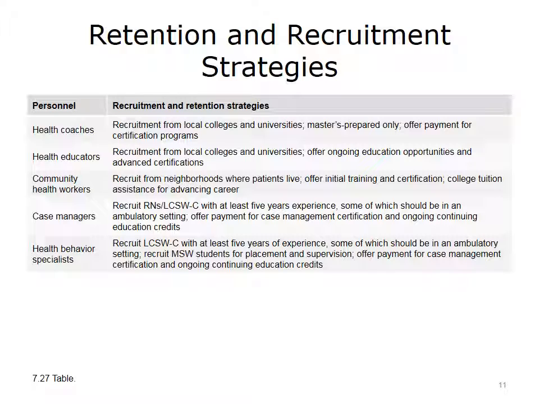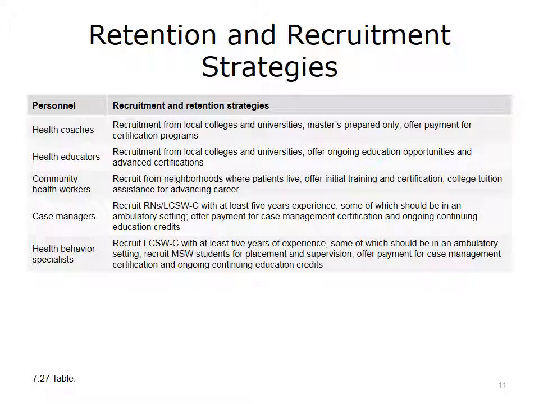The same is true for health educators. Health educators are often coming from colleges and universities locally with a master's degree in health education. JCHIP offers ongoing education opportunities for them to obtain some continuing education credits and to obtain some advanced certification.